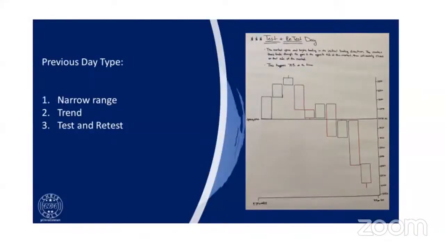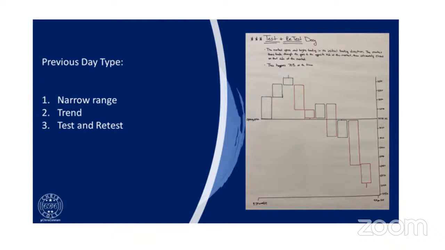Day type 1. We have a narrow range trading day, a trend day, or a test and retest day. There are 3 day types: narrow range day, trend day, or test and retest day. These are the only 3 categories or classifications for a trading day. I can go back and look at any day in the market, and any and every day in the market will fit into one of these 3 categories.